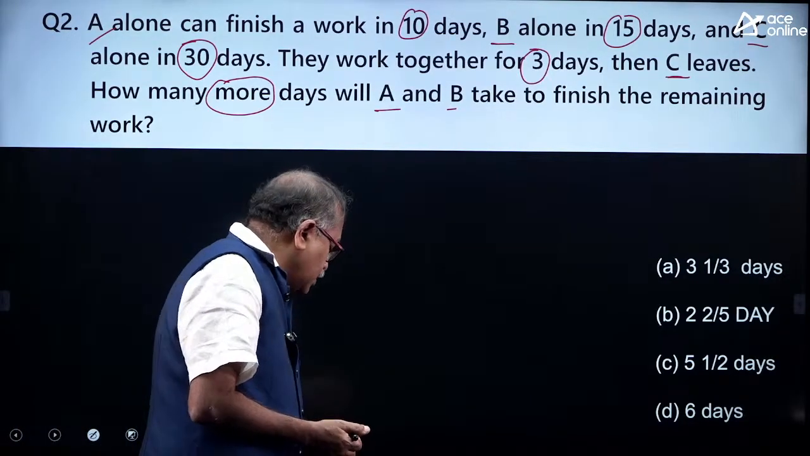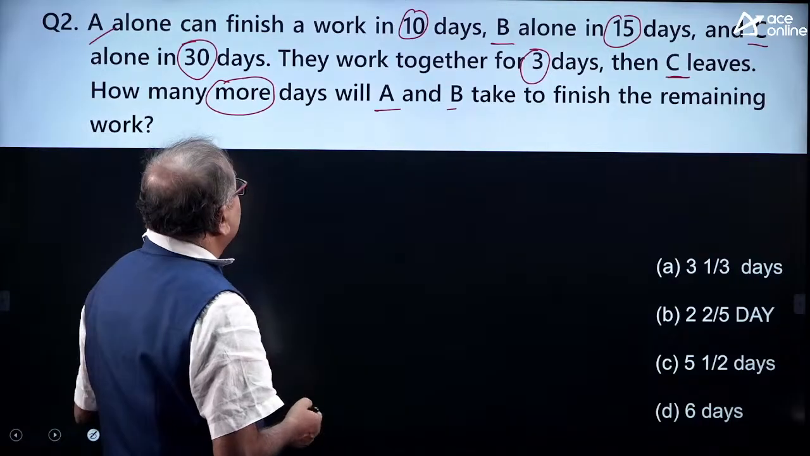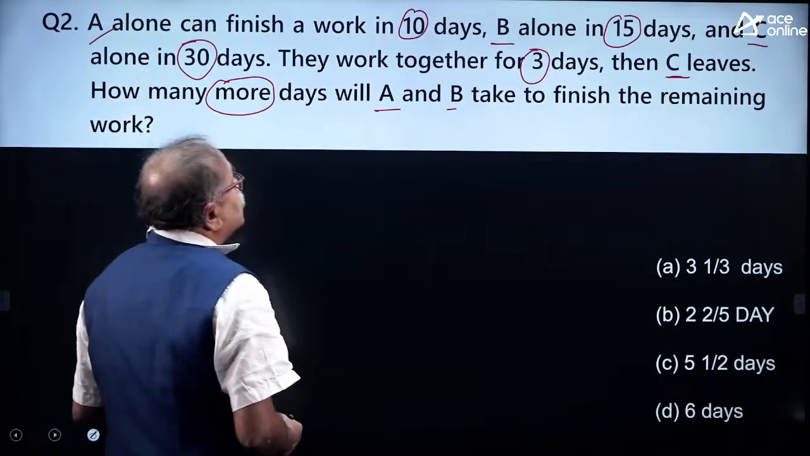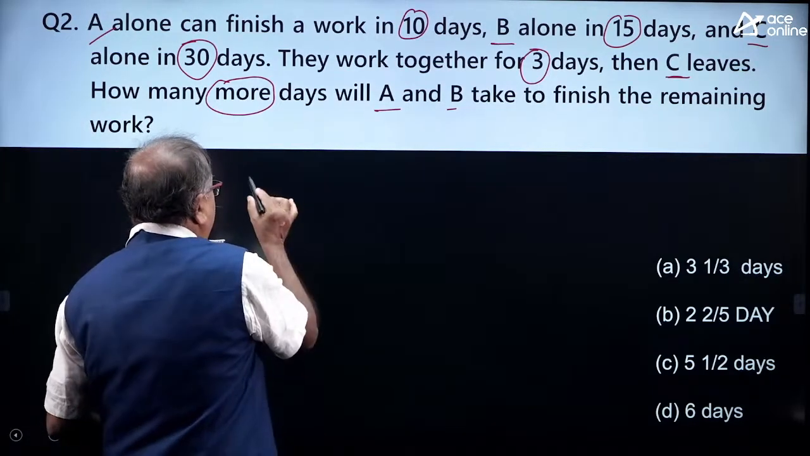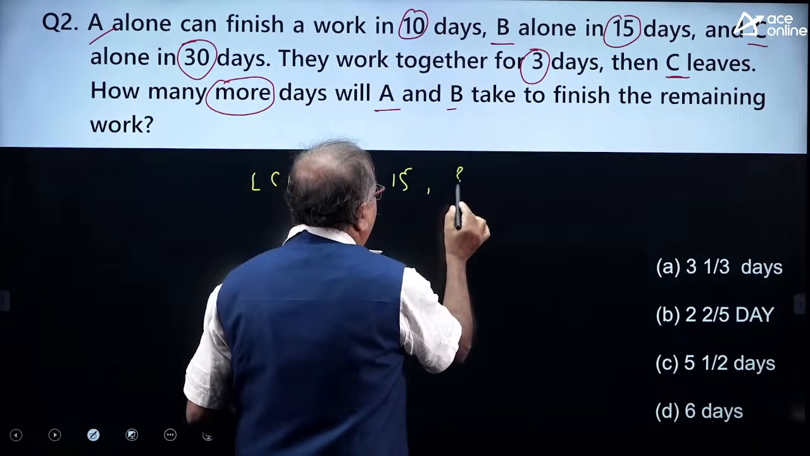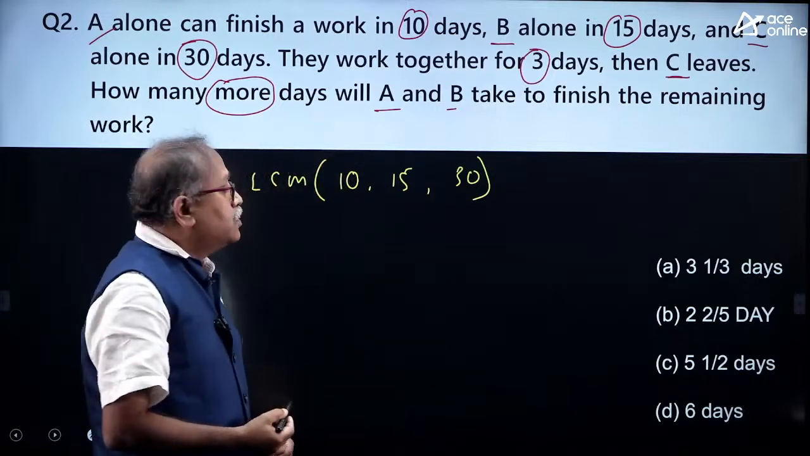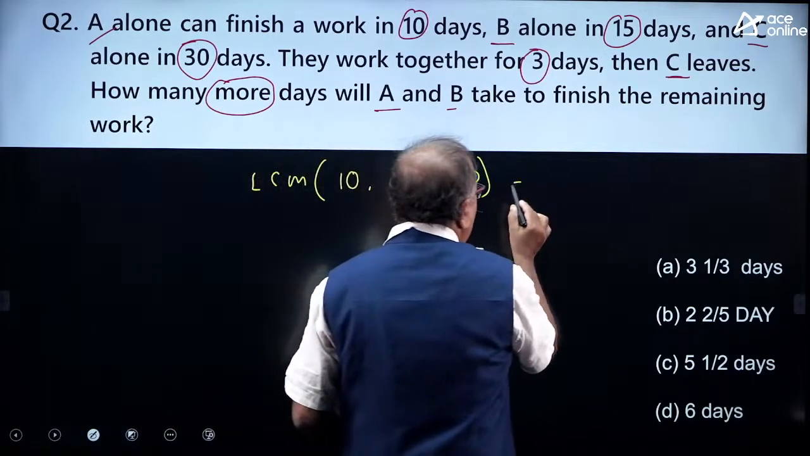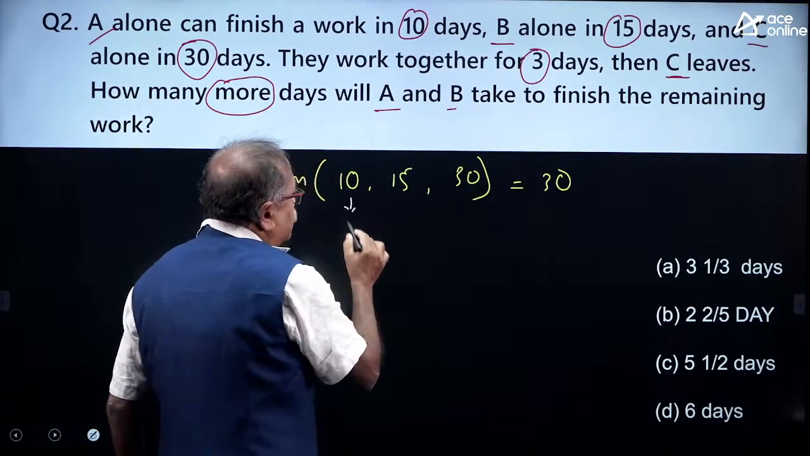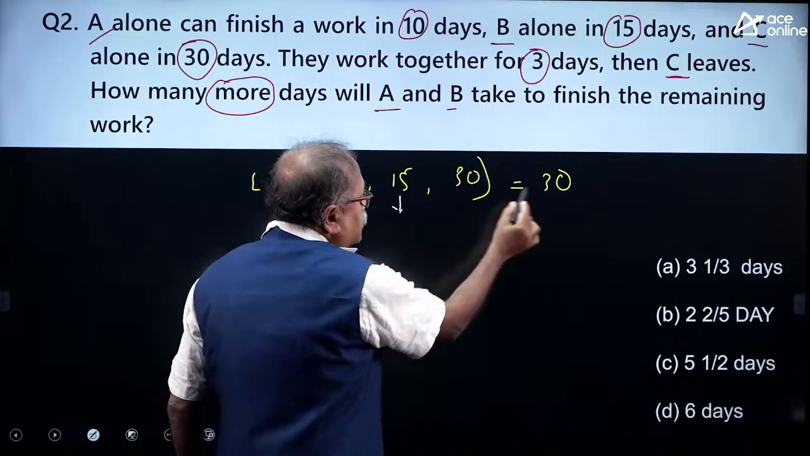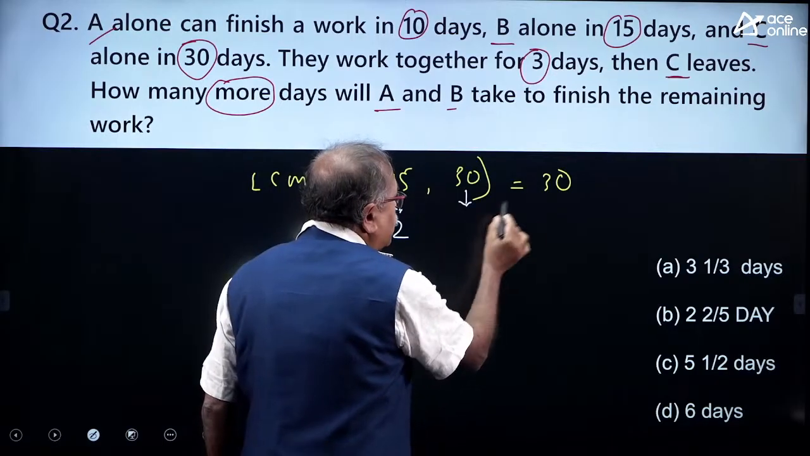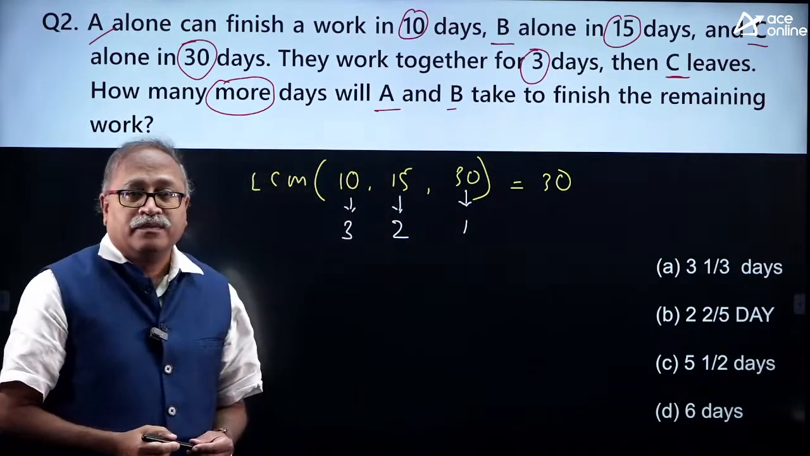So I will answer this question now. How do we answer this? I need to take the LCM of 10, 15 and 30. What comes over here? 30 is the LCM, so 30 units is the work. Here 30 divided by 10 is 3 units per day, 30 divided by 15 is 2 units per day, and 30 divided by 30 is 1 unit per day.